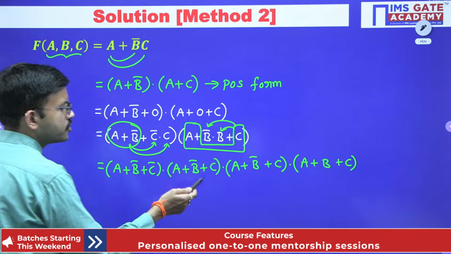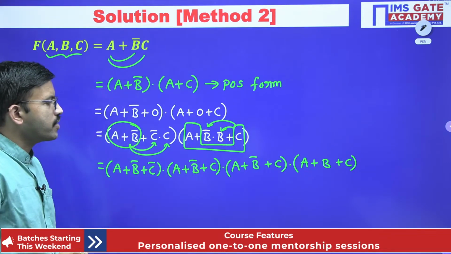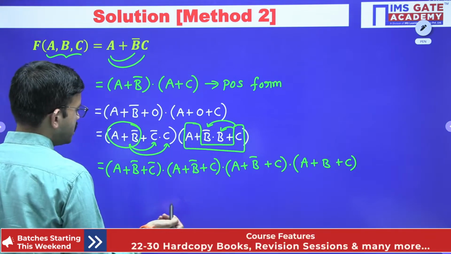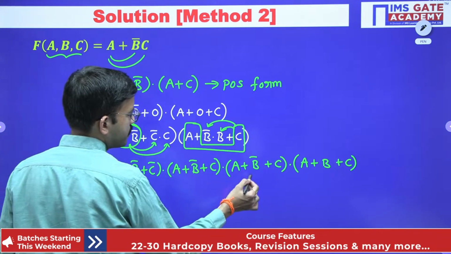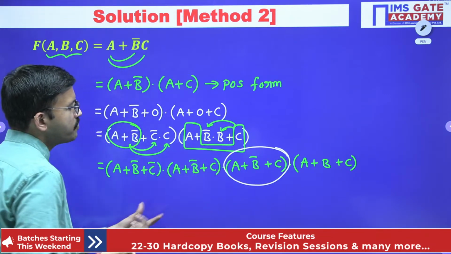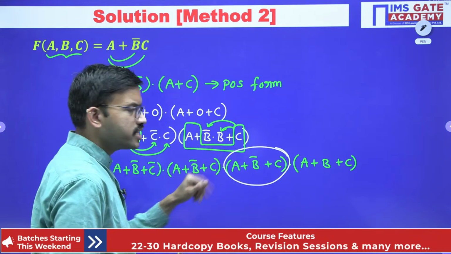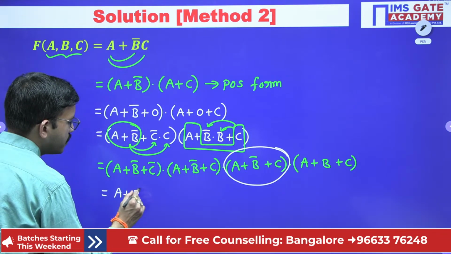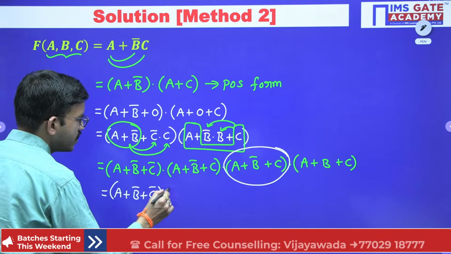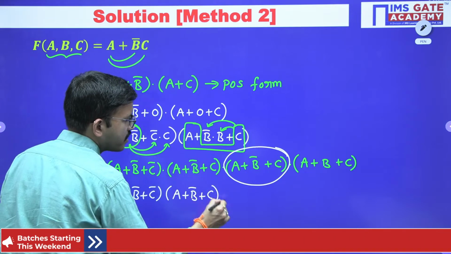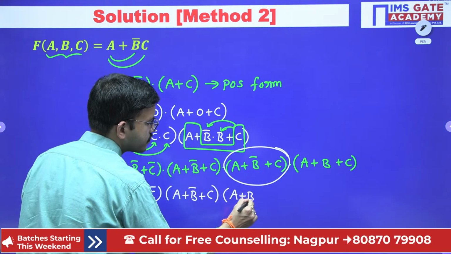Now here also, if any term repeats, you can consider it one time, because x into x is nothing but x, right? So which term is repeating? Just cross check. Yes, this term is repeating: A + B̄ + C, the same term. x into x is nothing but x, so you can consider it one time. So now you are getting (A + B̄ + C̄), then (A + B̄ + C), then (A + B + C).